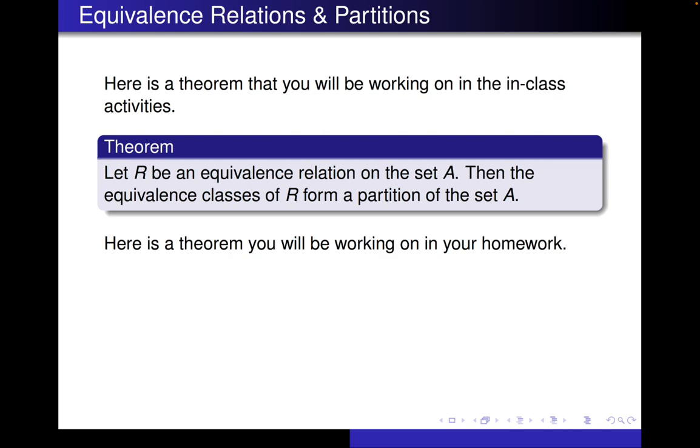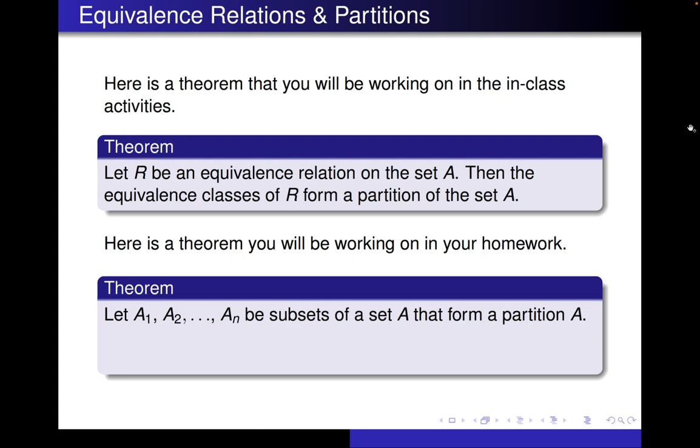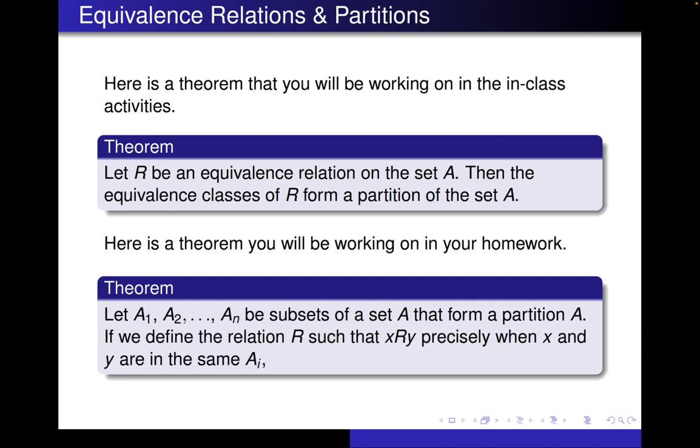And here's another theorem you're going to be working on in your homework that says the same thing in reverse. If you have a partition of A, so if you have these sets A1, A2 through AN, your families, the subsets that form a partition of A, then that allows us to define a relation on the set A. We're going to define it just like we did for families. We say that X and Y are related precisely when X and Y are in the same family. They're in the same AI. If we do that, then it turns out that that relation R is an equivalence relation on A.